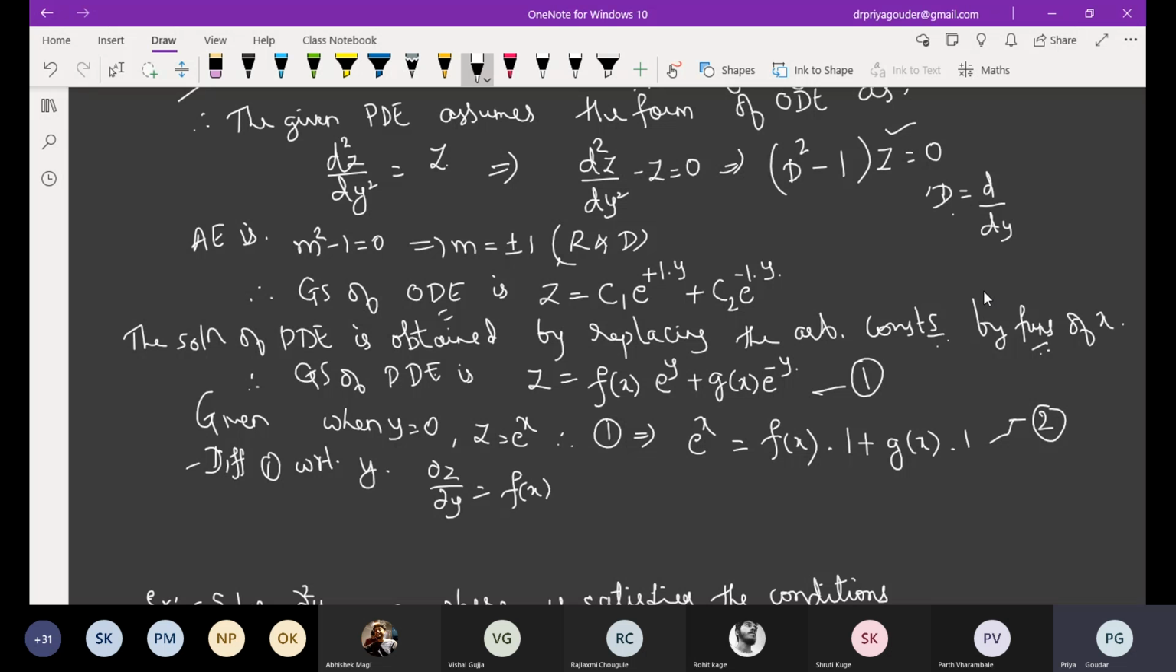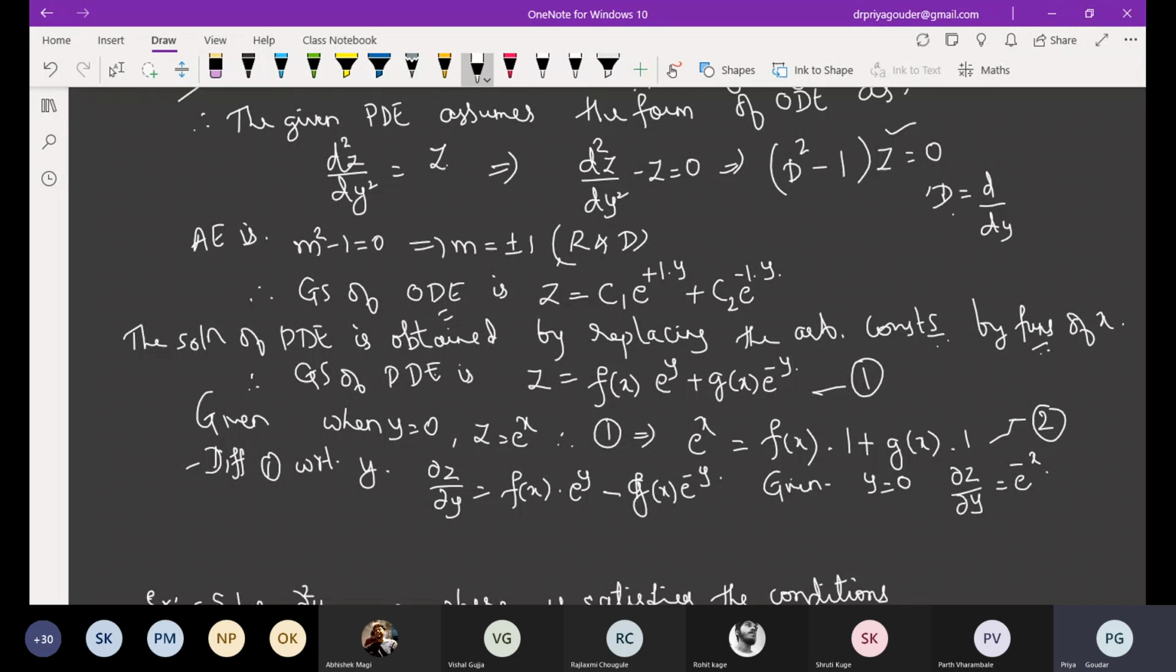So f of x is constant. E raised to y derivative is e raised to y. Derivative of e raised to minus y: again here g of x is constant, e raised to minus y into minus 1. So I'll write it as minus g of x into e raised to minus y. Correct? What is given now? Can we use it? Yes.